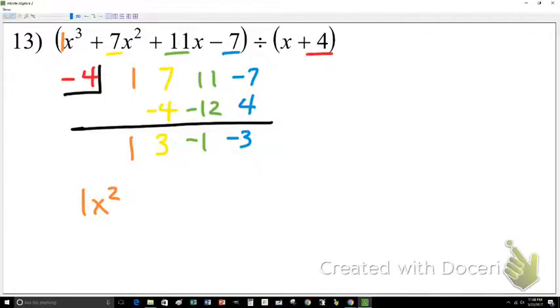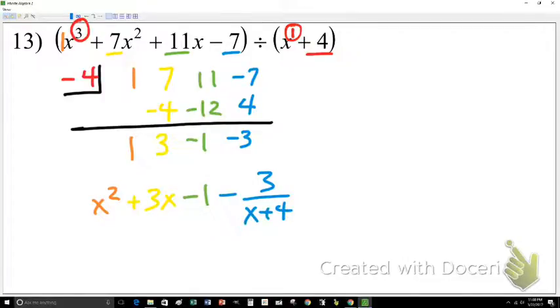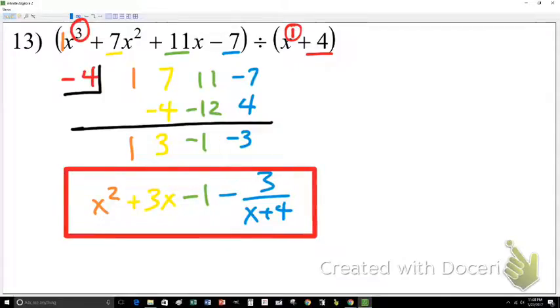and that x squared comes from the dividend's leading degree minus the other degree. So 3 minus 1 is 2, so we have 1x squared. Okay, and you don't have to put 1 times something, so we'll just take that off there. And then we just go in descending powers after that with our numbers, so plus the 3x, and then minus the 1. And then our remainder, negative 3, is minus 3 over our divisor, or binomial, that's x plus 4. Okay? Alright. So there's our answer.